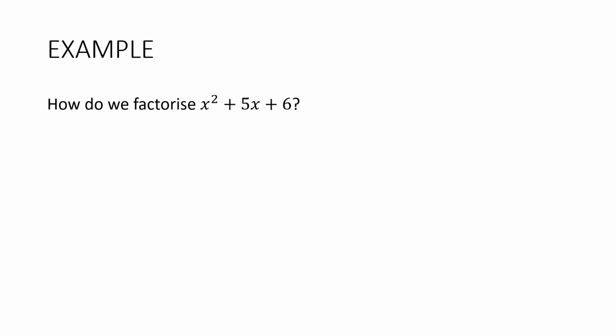So how do we factorize x squared plus 5x plus 6? Well, it's important to know where these terms come from. This x squared term is the first terms multiplied together, so this one times this one. The 6 is the last terms multiplied together. And this 5x comes from the outer and inner products added together.